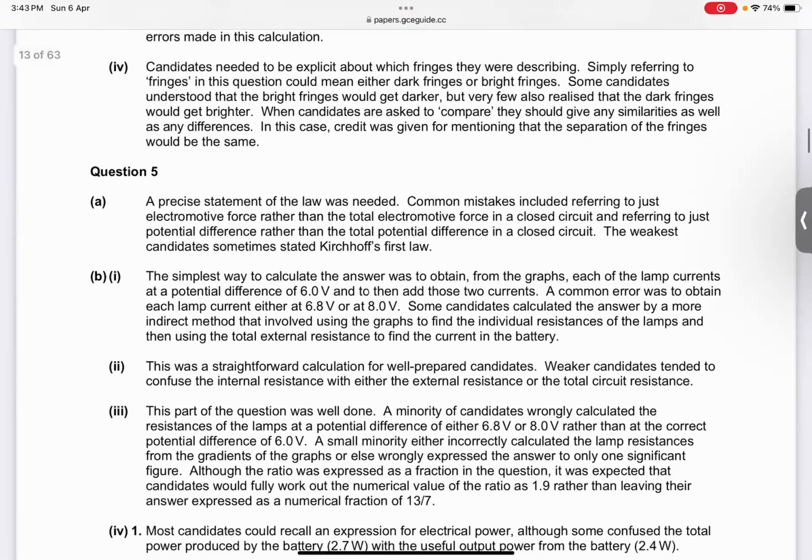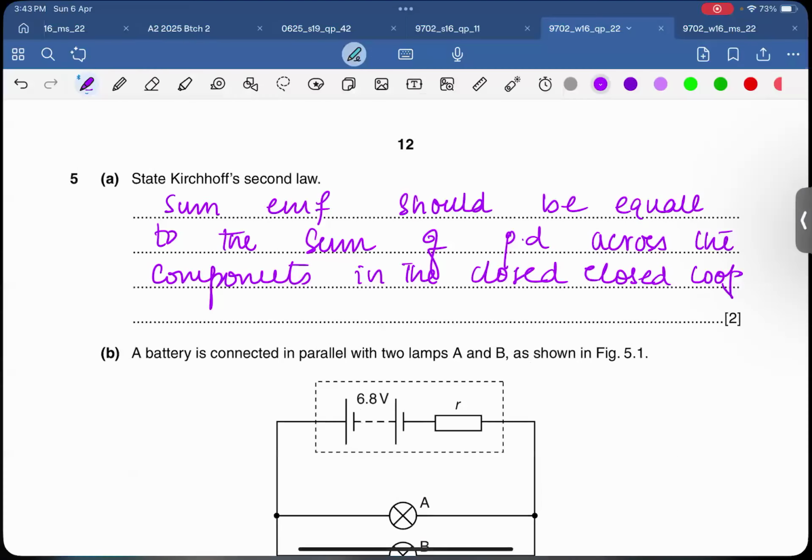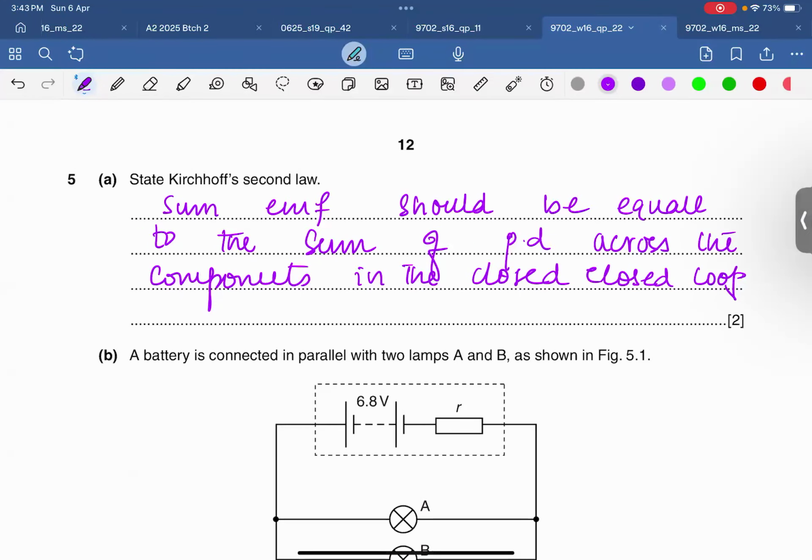In question 5, a precise statement of the law was needed. Common mistakes include referring to just electromotive force rather than the total electromotive force. So you have to say the sum of the electromotive forces in a closed circuit, and not just potential difference rather than the total potential difference in a closed circuit. The weakest candidates sometimes state the wrong Kirchhoff's law. Clear? So this word is important and this is also important, right? Clear. Let's move ahead.